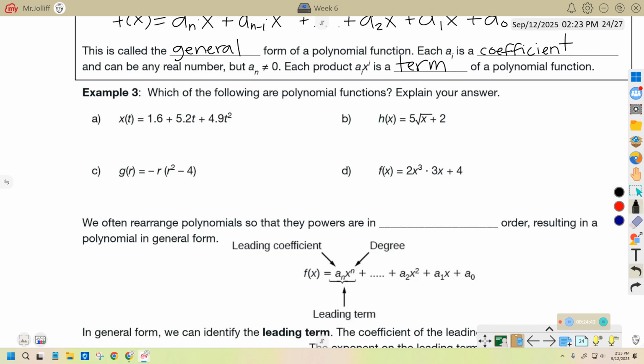So we'll start with our first one. Our first example says x of t equals 1.6 plus 5.2t plus 4.9t squared. Is that a polynomial? Marissa's nodding her head. Yes. How do you know, Marissa? The exponent goes down. Very good. 2, 1, 0. The exponents are positive integers. Good. So this is a polynomial with 3 terms.